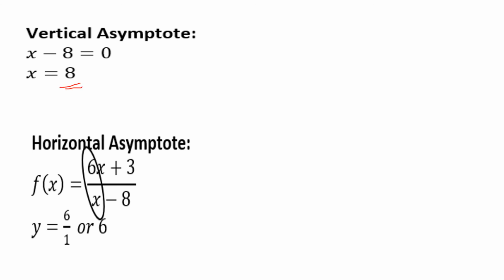Next is to find the horizontal asymptote. So you compare the degree of the leading term from our numerator and denominator. Since our leading term is 6x, and the leading term in the denominator is x, you compare their exponents. Which has the highest exponent? Since they have the same degree of exponent, we just copy the leading coefficient, which is 6 in the numerator and 1 in the denominator. So 6 divided by 1, that is 6.